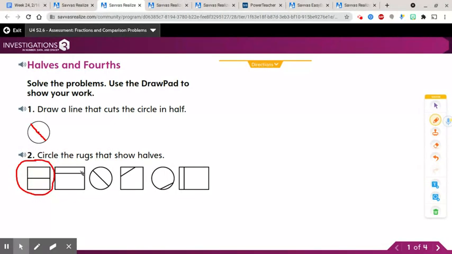This one shows 2 parts, but they are not equal. This circle shows 2 equal parts. Good. And this square shows 2 parts, but again, they're not equal. Same as this circle. 2 parts, but not equal. This rectangle has 2 parts, but they are not equal.